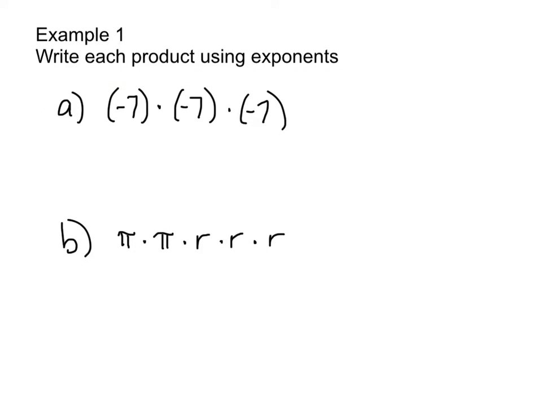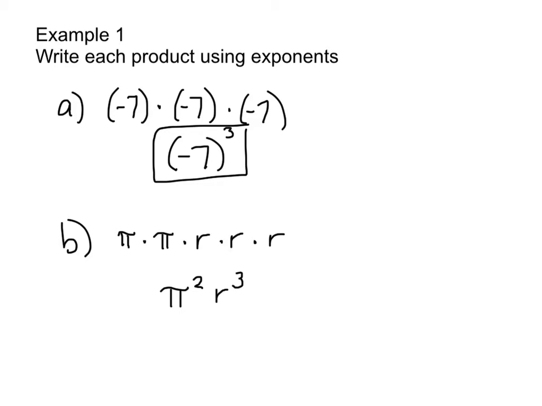Example number 1. Write each product using exponents. You have to be careful what it's asking you here. It is not asking you to take -7 times itself 3 times. It's saying write it as a repeated power. So -7 in parentheses to the 3rd power is your answer. In part B, it says pi times pi. Pi times pi is pi squared because you have 2 of them. And r times itself 3 times gives you r to the 3rd.